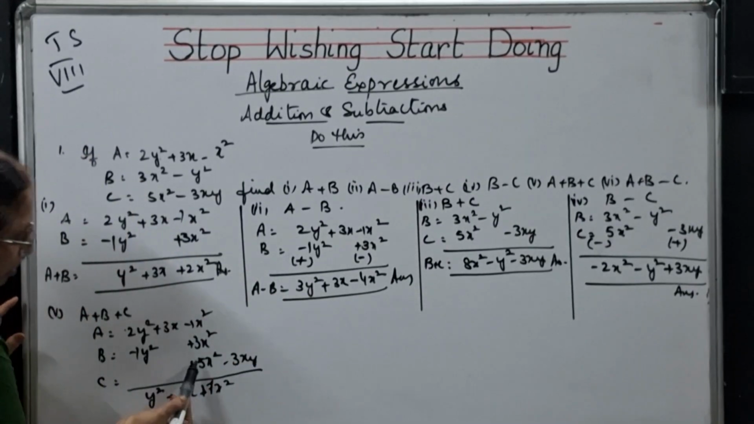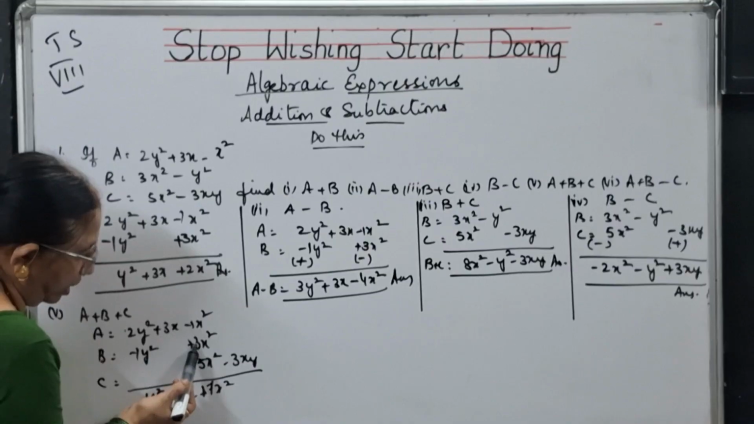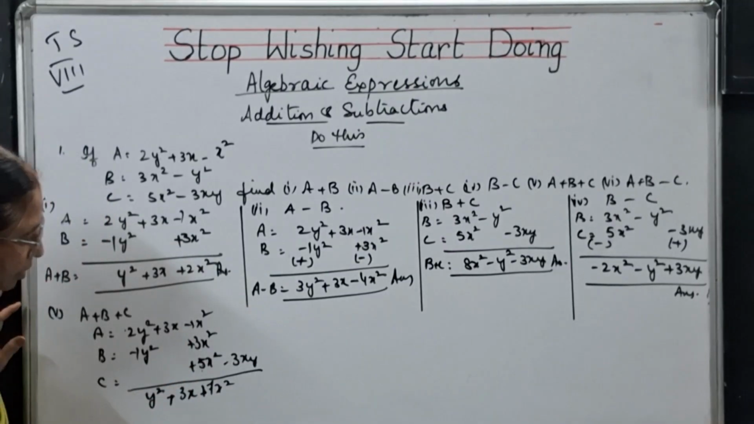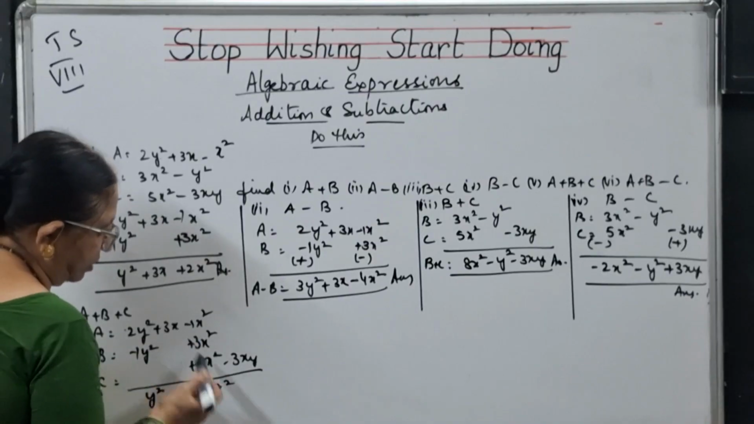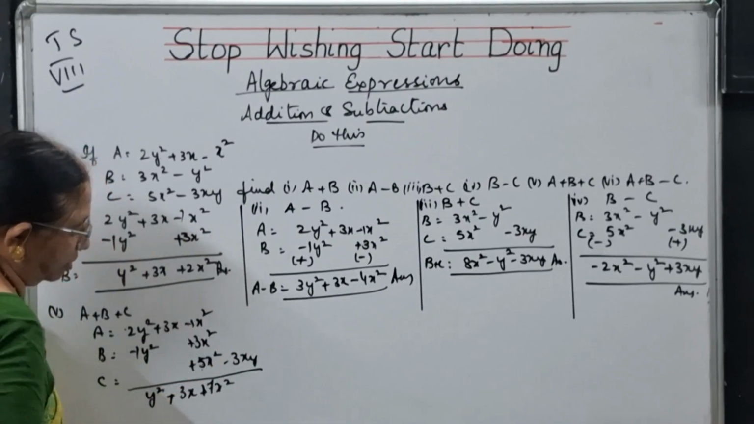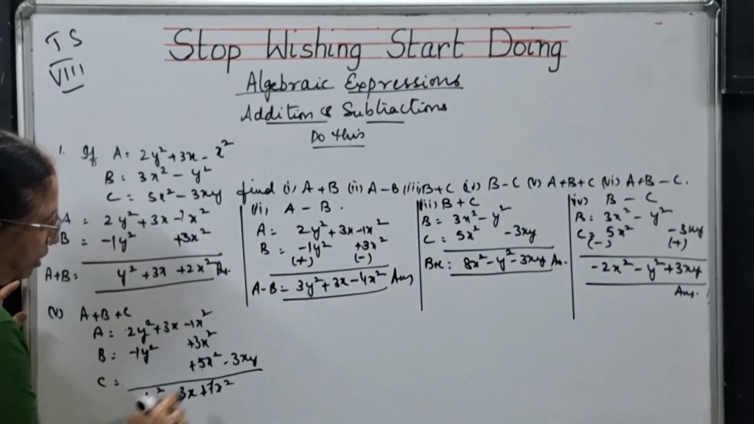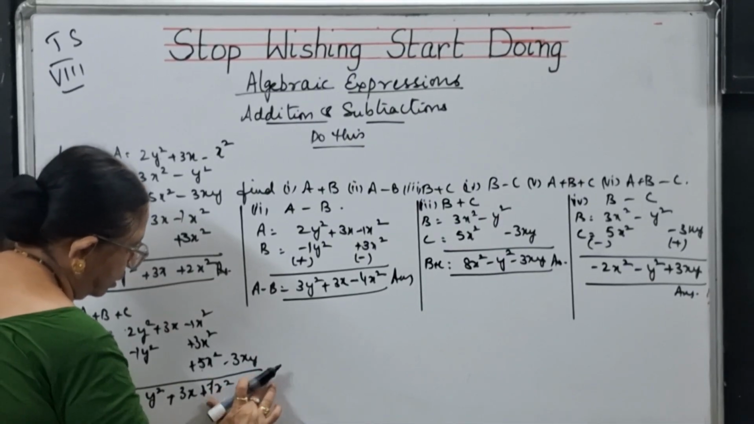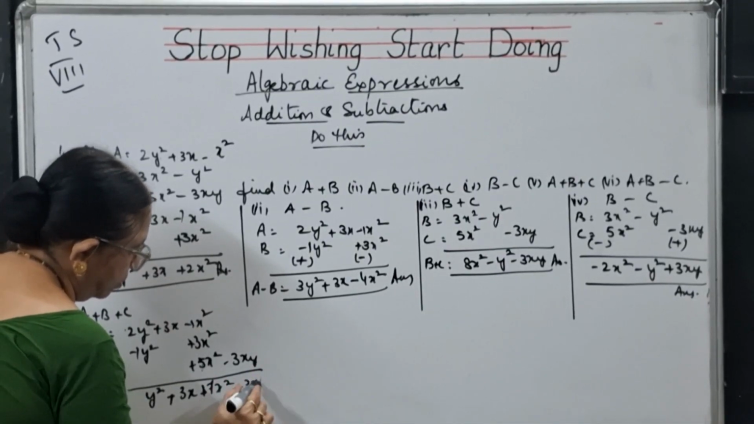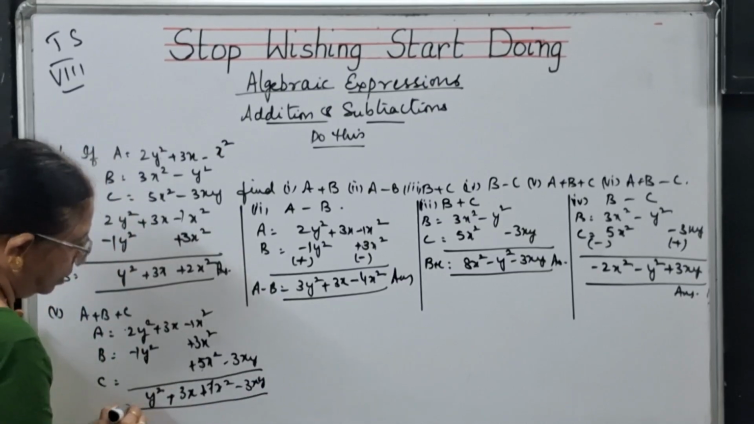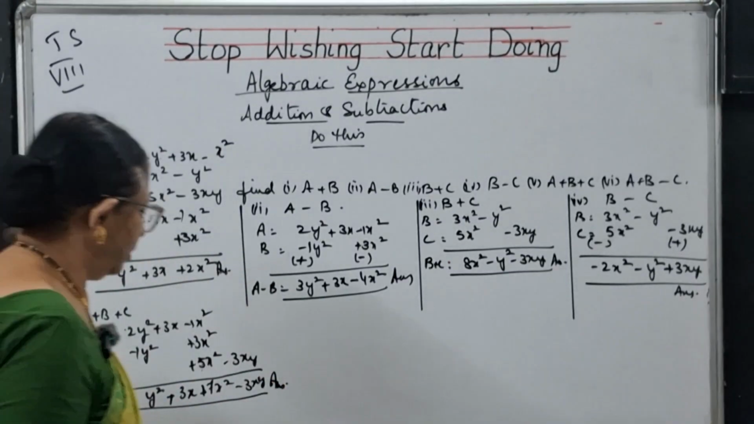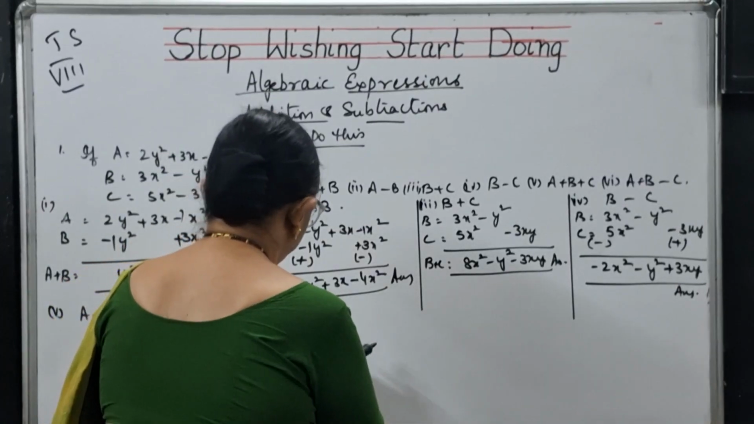I hope I am clear, children. Positive values first you have to add. 5 plus 3 is 8. From 8 you subtract 1. 8 minus 1 is 7. And this as it is you will write, 3xy. This is the answer, children. This is fifth bit. And now let us go to the sixth bit.